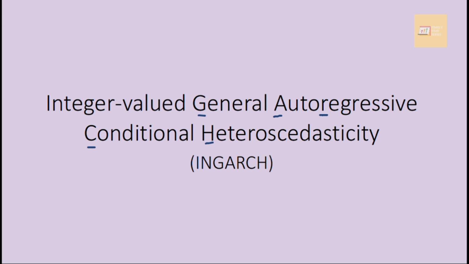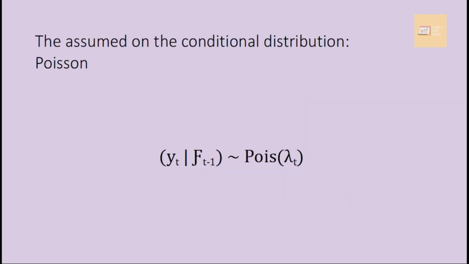Okay, by the way, the complete notation is INGARCH of order P and Q. P is the order of autoregressive, while Q is the order for moving average. Now let's first assume that the conditional distribution is Poisson, so the notation would look like this. Each value in the time series, given all the information we have so far, follows a Poisson distribution with the mean or the rate lambda t.